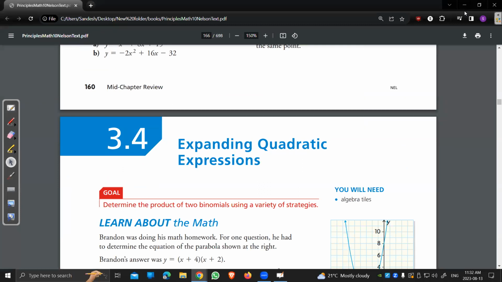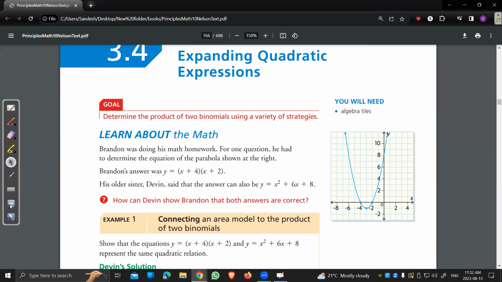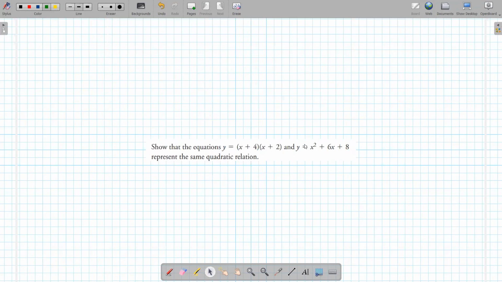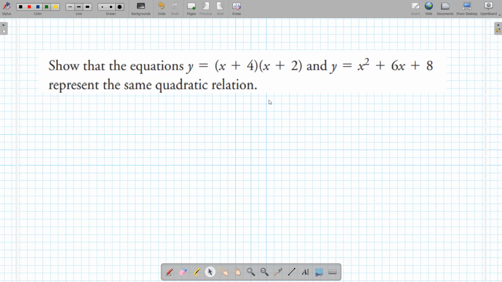The next thing is expanding quadratic expressions. Super simple. We just gotta FOIL it. It's just simple foiling. Show that this equation, that's in the factored form, yeah? And the other equation is in the standard form. So they're asking us to show that these are equal. All you gotta do is FOIL it. I'm gonna start from the factored form. To FOIL it, you need brackets, so you need to start from the factored form.